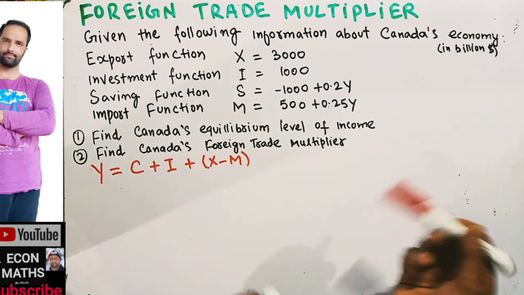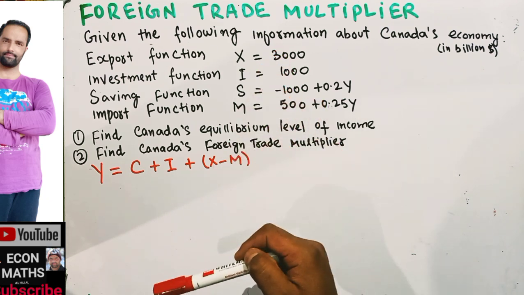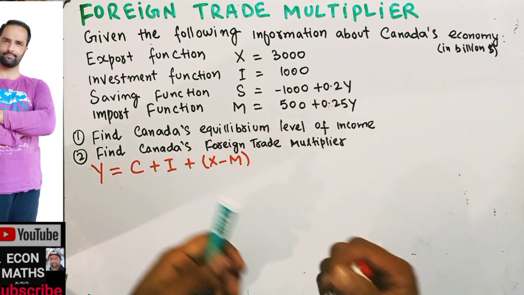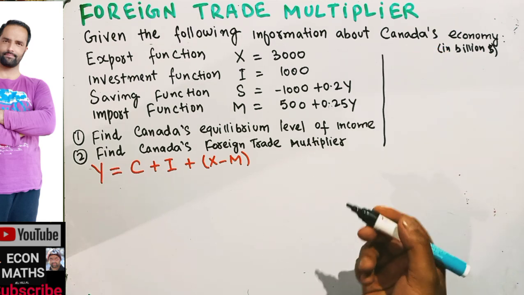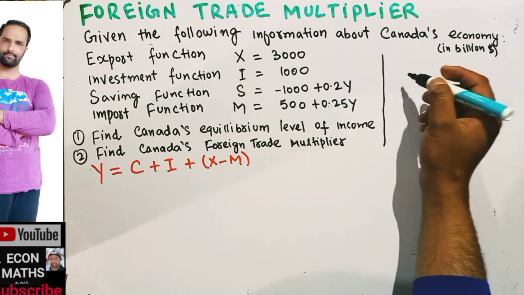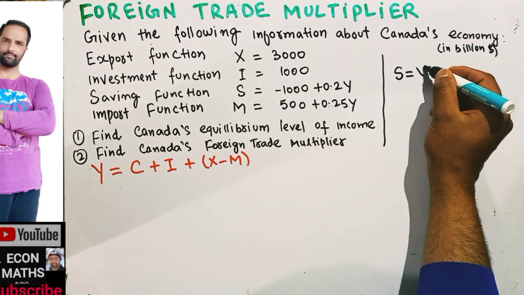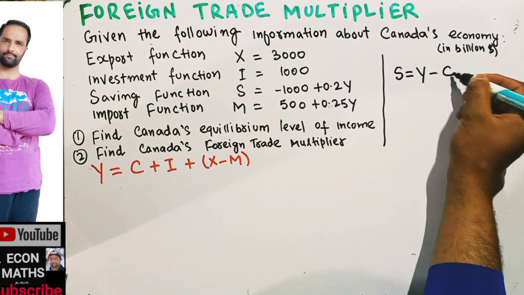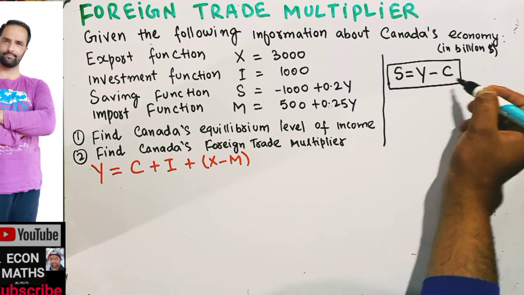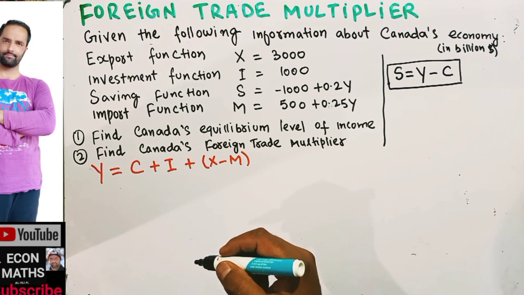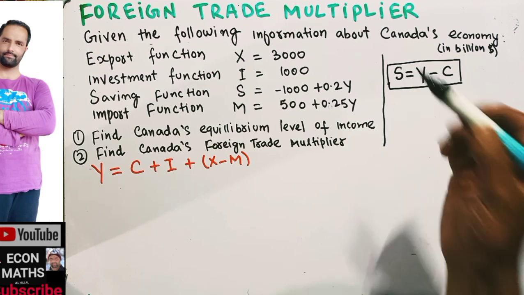Now, investment is being given to us, exports are also given, imports are also given, but we have to find out the consumption. So what is savings? Savings is equal to our total income minus whatever we consume. So what is left after the consumption is the savings. When we subtract consumption from the total income, we get the savings.